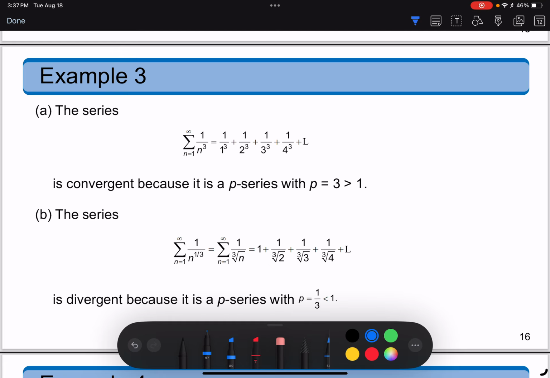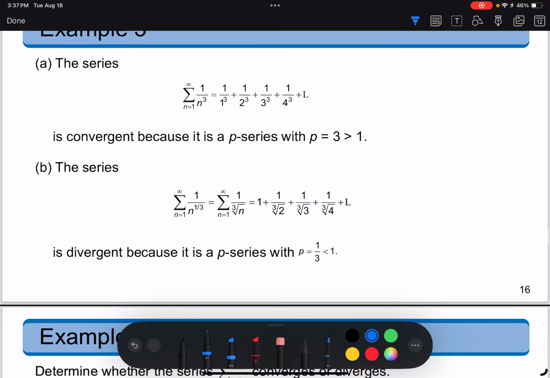Let us now consider the summation of 1 over n cubed for n equals 1 to infinity. This means we have 1 over 1 cubed plus 1 over 2 cubed plus 1 over 3 cubed plus 1 over 4 cubed and so on. This is convergent because it is a p-series with p equals 3, which is greater than 1.